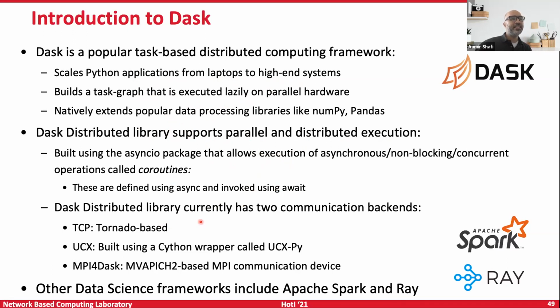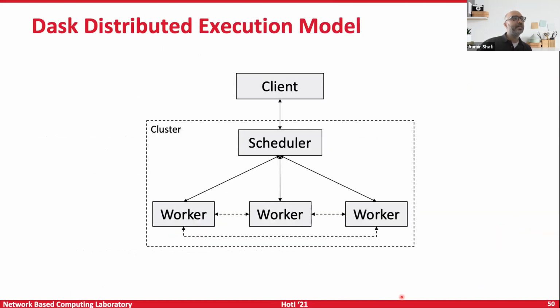As far as the communication backends are concerned, Dask comes with TCP and UCX. UCX is a communication library. It already comes with those communication backends. But as part of our work, we have introduced an MPI-based communication backend that can also be used for Dask. We will talk about this in more detail later in the tutorial. Some of the other data science frameworks include Apache Spark and Ray, but in this tutorial, we are limiting our scope to Dask.